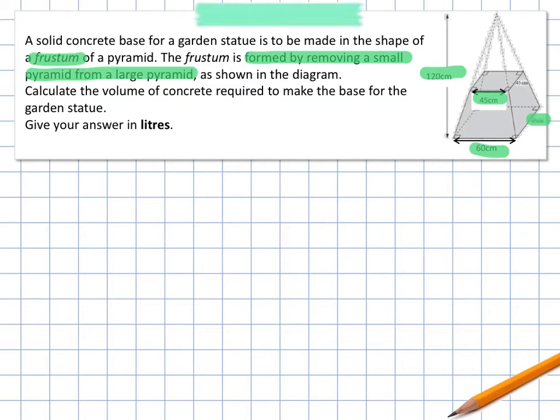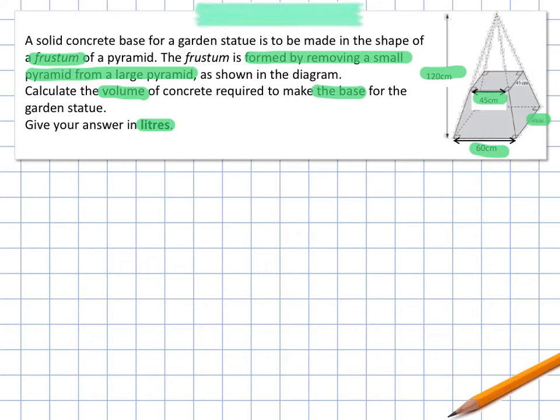Finally, we're asked to find the volume for the base. So the volume for the grey bit that you can see there. The last bit in the question just says to give your answers in litres, so perhaps if we do this in centimetres cubed to start, we're going to have to convert it into litres at the end.